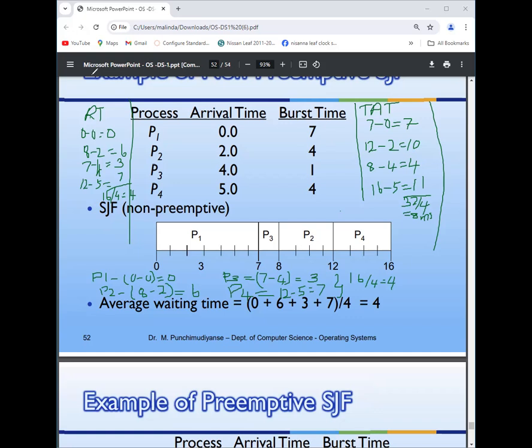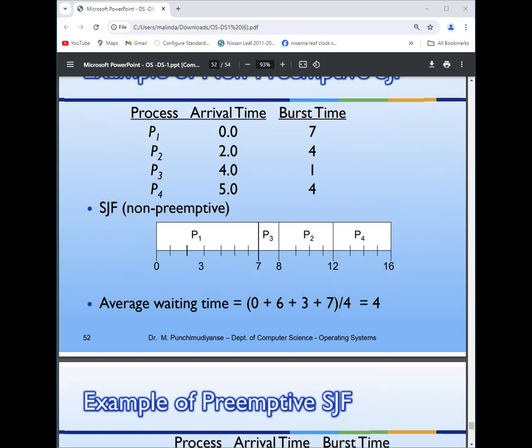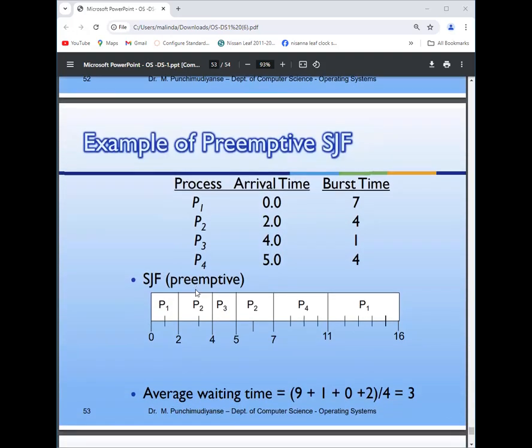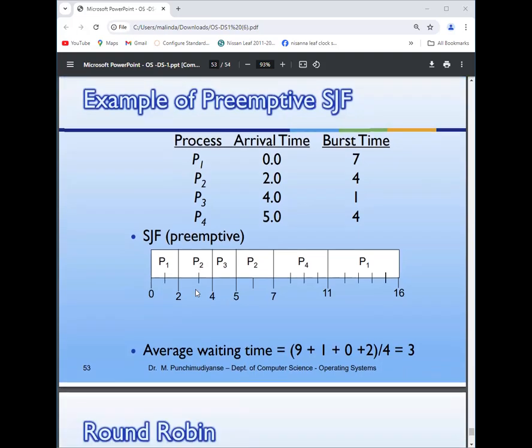So we have to know how to do the preemptive shortest job first, right? So let me explain this again. I will do it slowly. Now, how do we draw the preemptive shortest job first algorithm based on the example given, right?